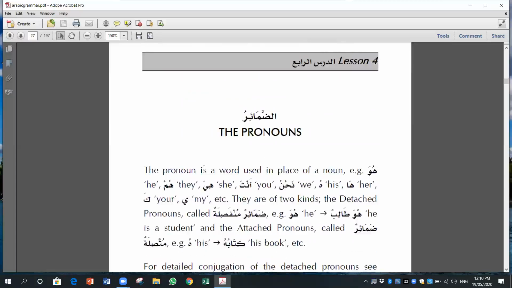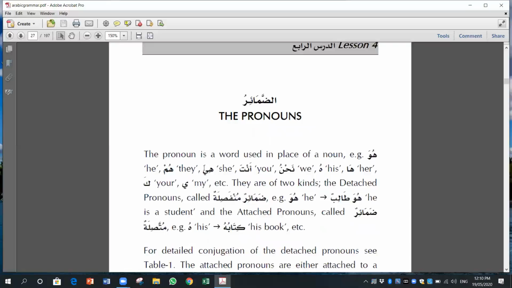Alhamdulillah, we're starting with lesson number 4, pronouns. As you can see, pronoun, ad-damair. The Arabic term for this is ad-damair. Pronouns. It is the dhamir. Dhamir is singular. Dhamair is plural.